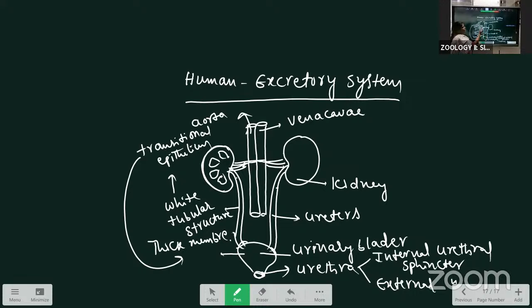This is about the system: one pair of kidneys, one pair of ureters, the urinary bladder, and the urethra. Now we are going to discuss the internal structure of the kidney.